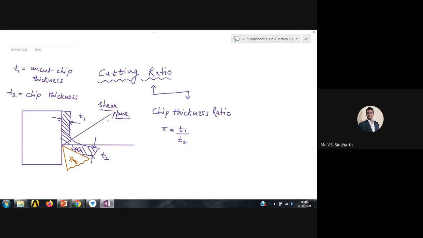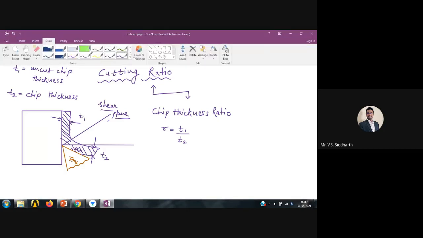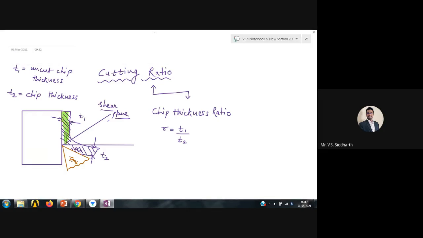Or if I want to keep it this way, whether the chip thickness is equal to the uncut chip thickness, or it is more than the uncut chip thickness. Means when you are doing the machining, basically this will get converted into chip after some time. So you have to tell me whether this thickness and this thickness both are equal or not. Tell me.